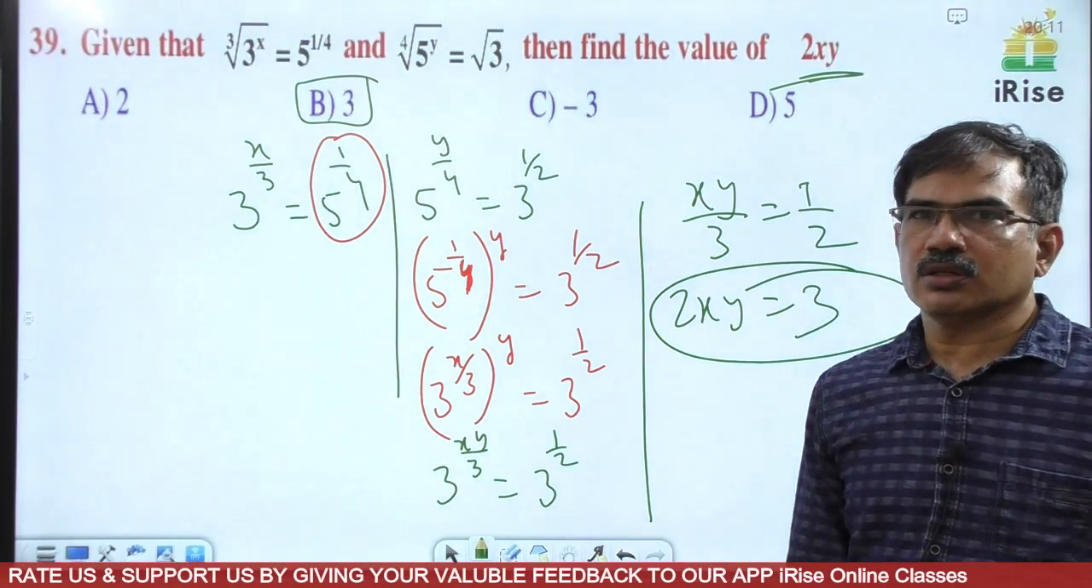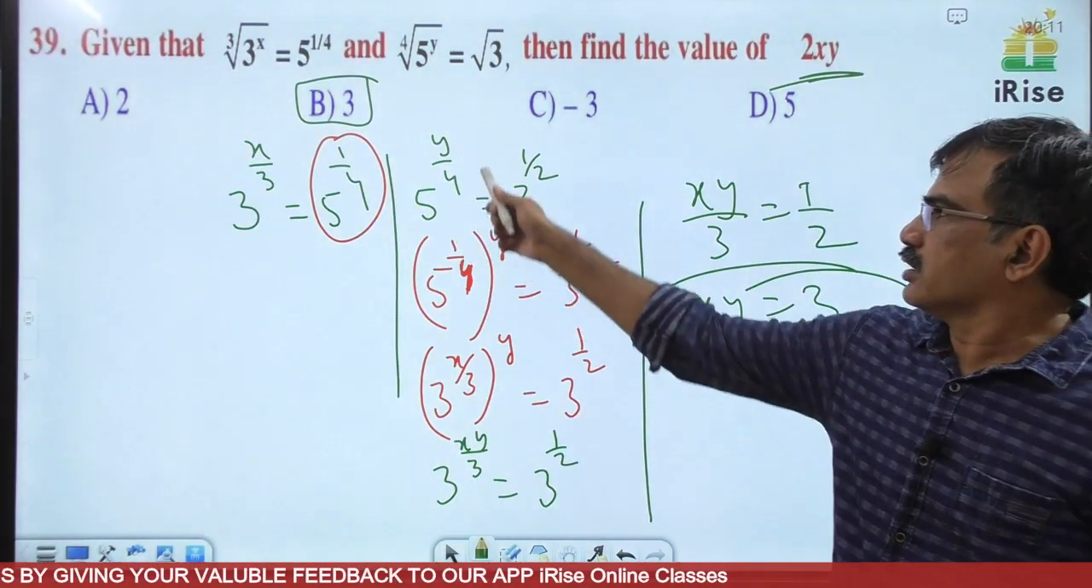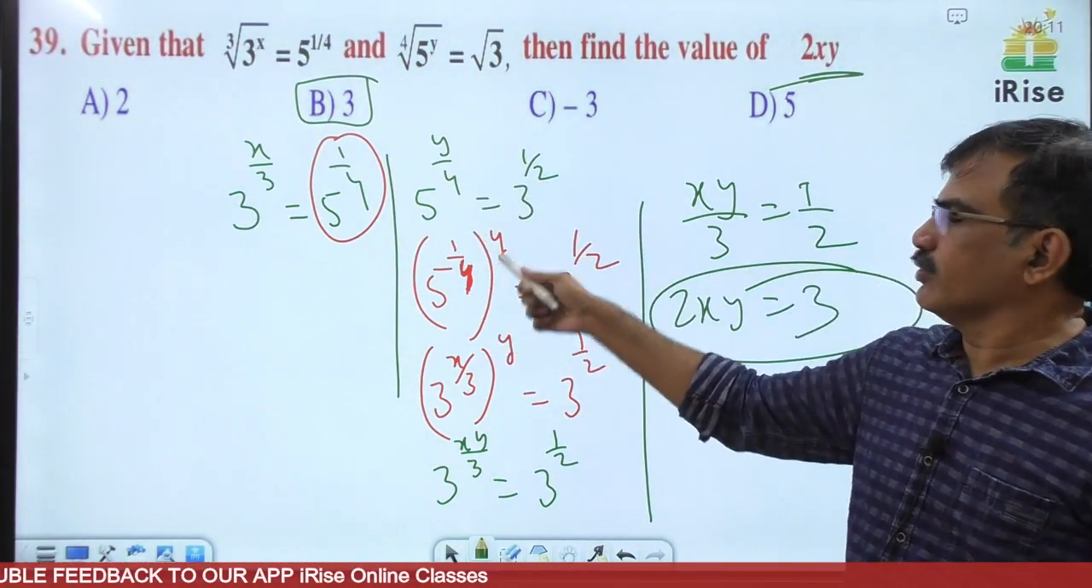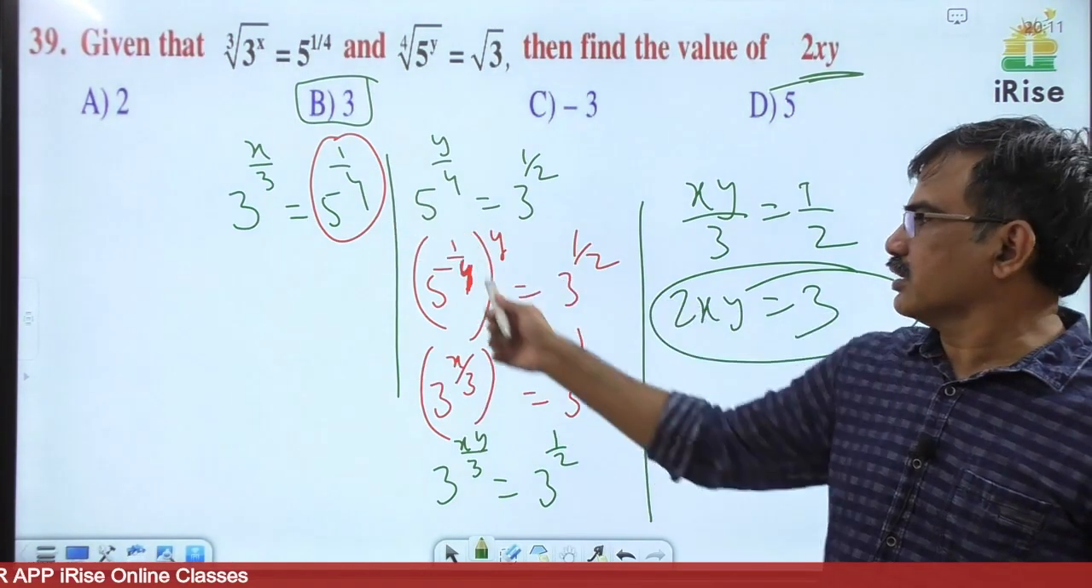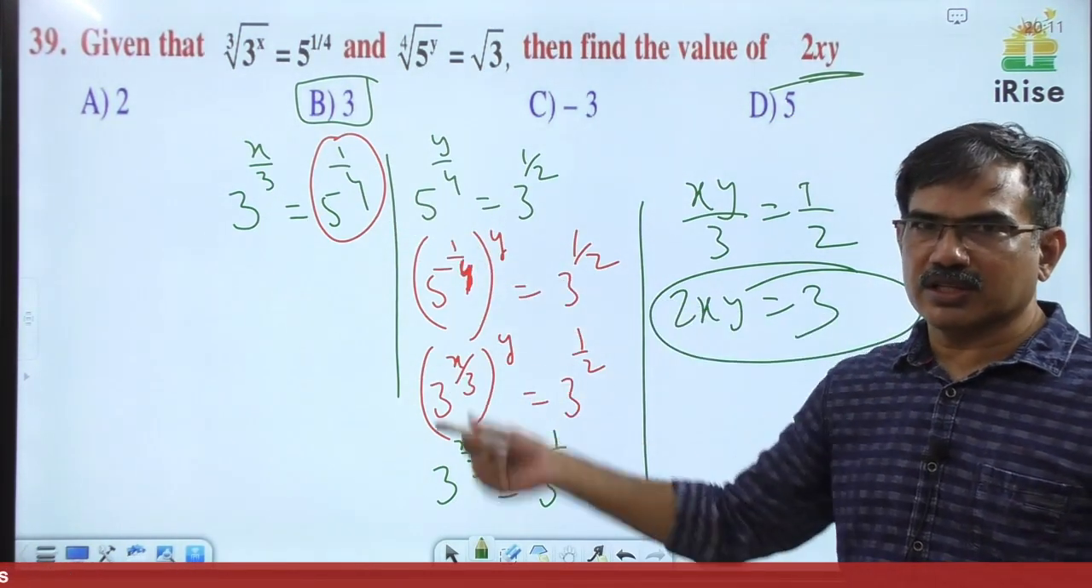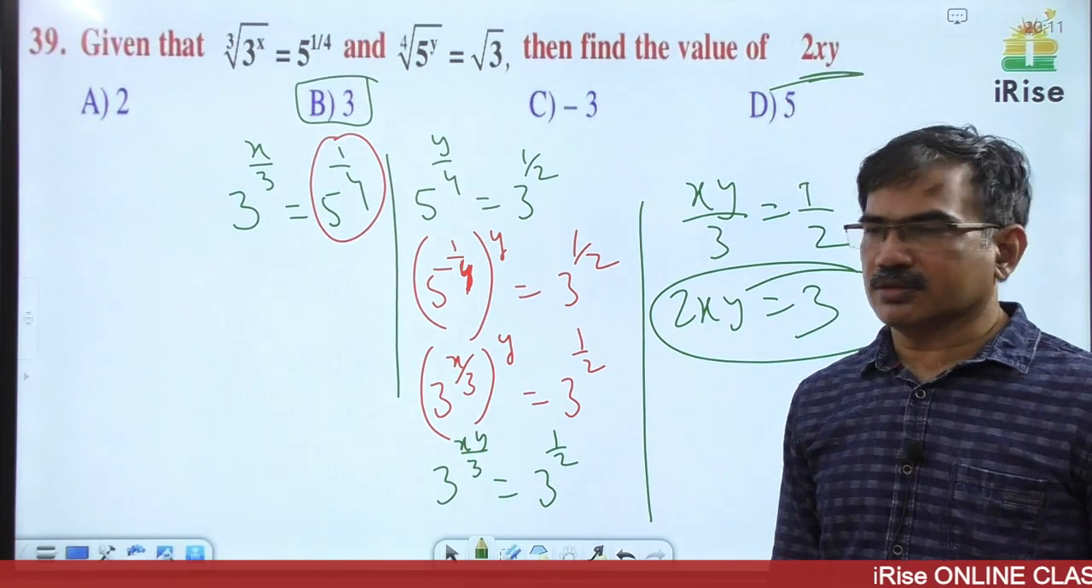Simple question. Just write this term as 5 power 1 by 4 whole power y, and in the place of that put 3 power x by 3. Next question.